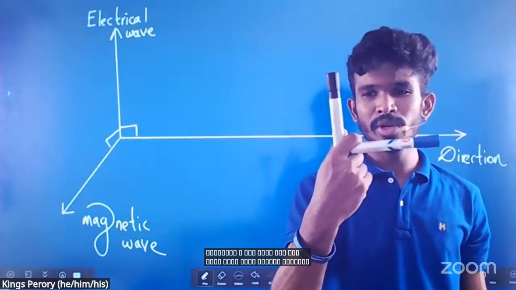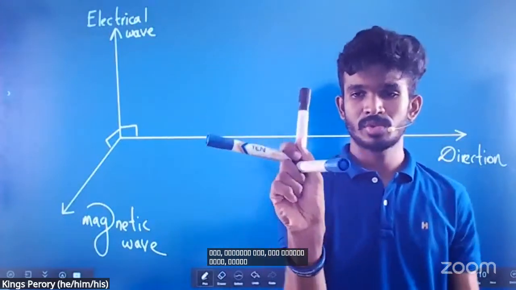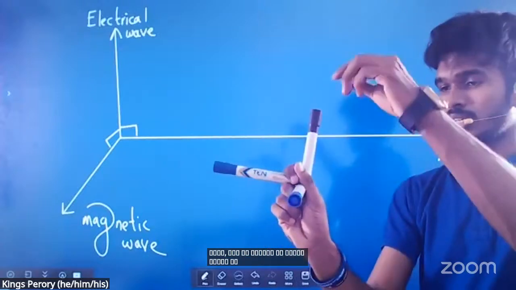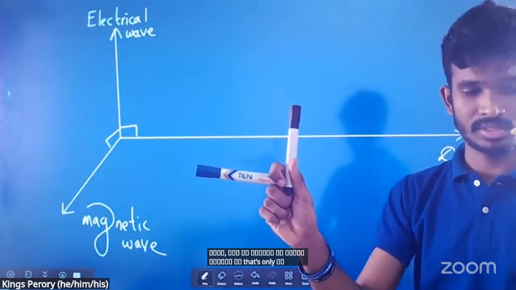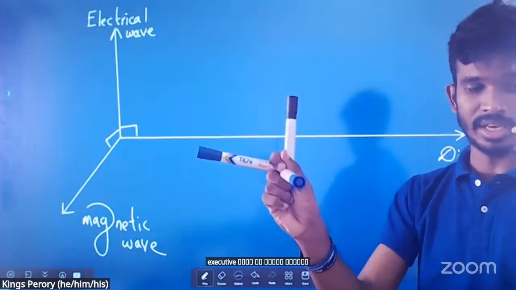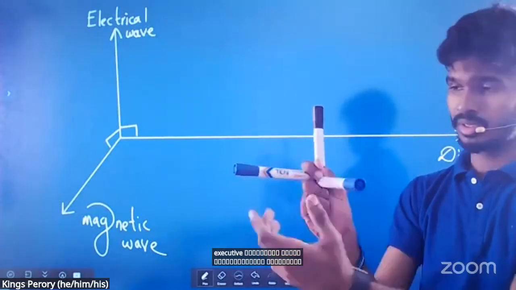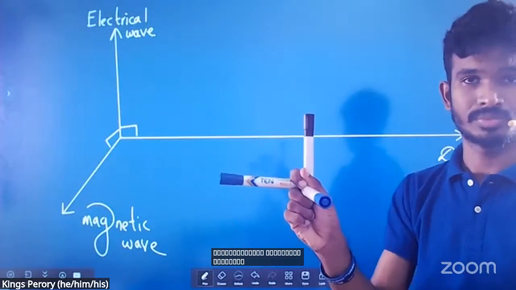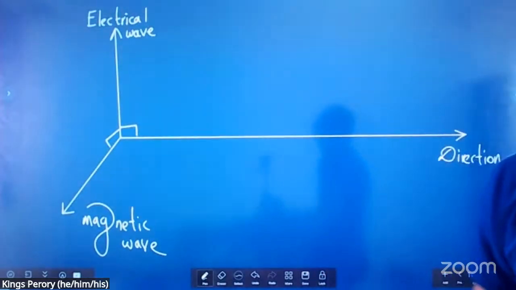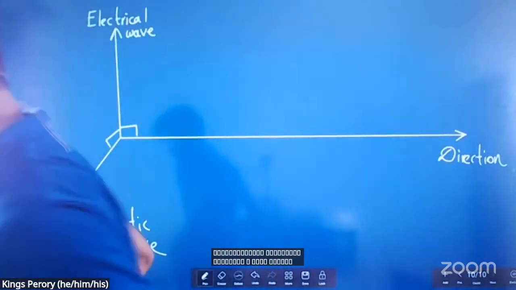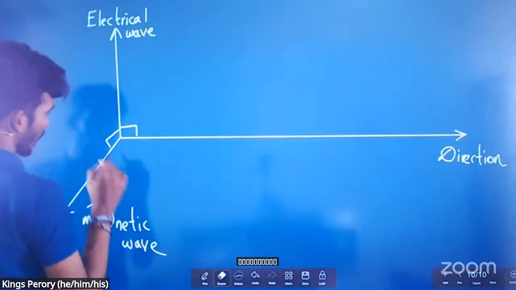Now, until now in math, you have only learned two axes, that's only the x and y axis. Now, this is the other axis, the z-axis. Electrical, magnetic, direction. I'll draw the graph and show you all now.